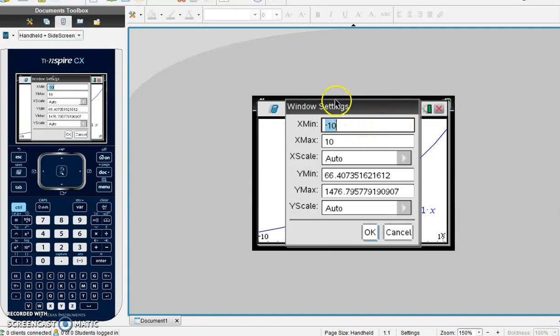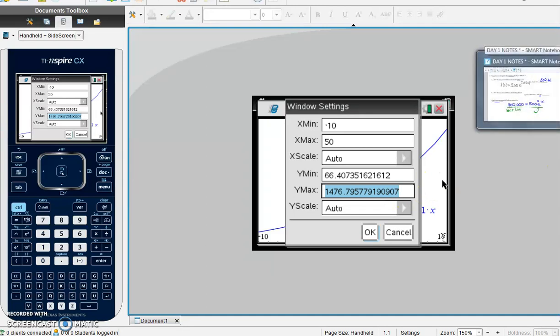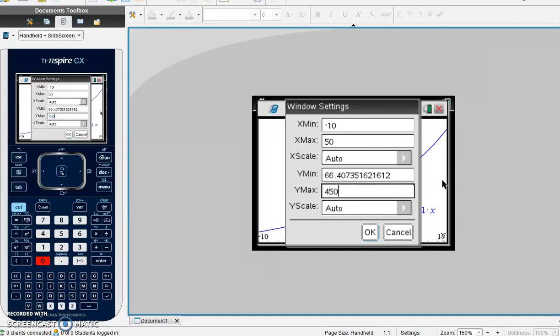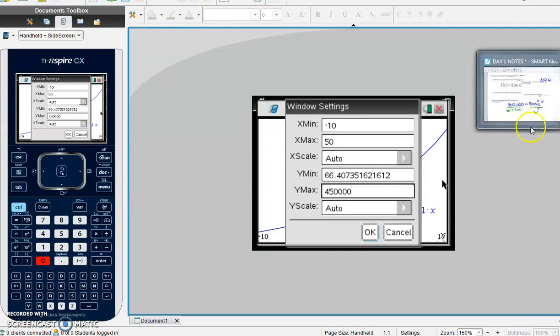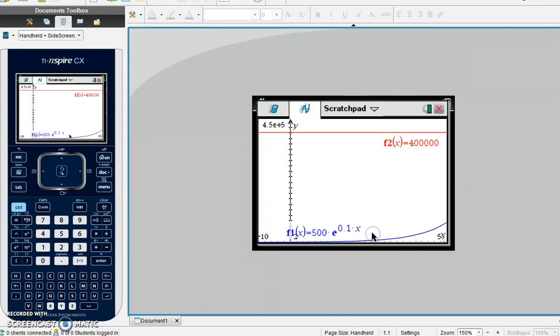Okay, my x's right now are at -10 to 10. Well, I want my x value to be bigger than that, so I'm going to make it 50. And down here, I know my horizontal line is at 400,000, so I need it to be a little bit bigger than that. So I'm going to make it 450,000. Let's see what that does.